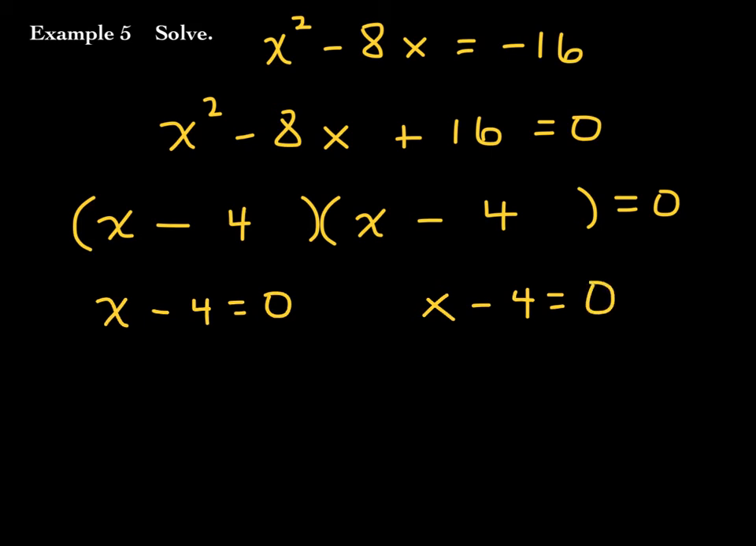But this is a redundant equation. You're going to get the same thing twice. So it's silly and unnecessary to do the same equation twice, right? And so I'm only going to do one. I'm going to say x is equal to 4. Now this is the one and only solution. If you solve this one, you're just going to get x equal to 4 again, right? So the one and only solution is 4. Okay?